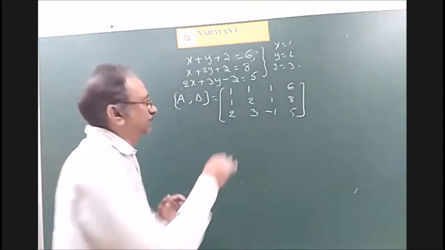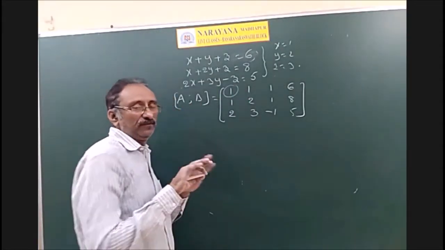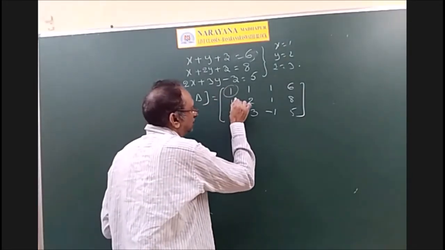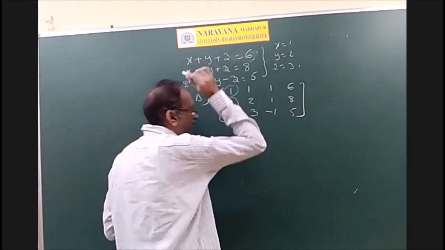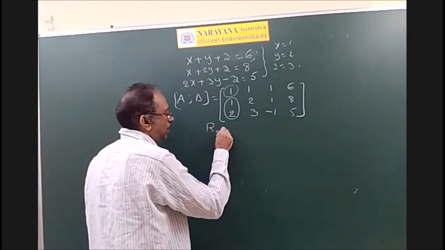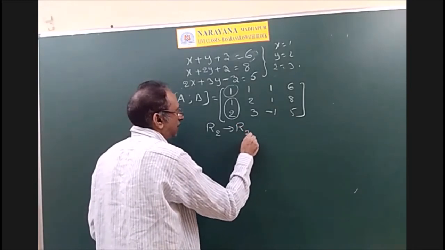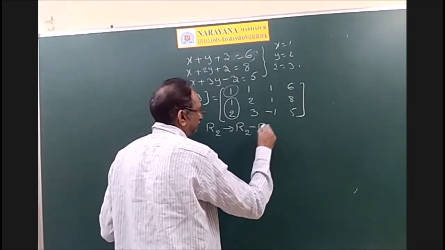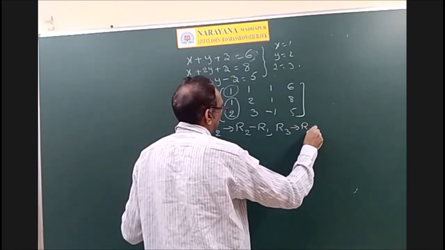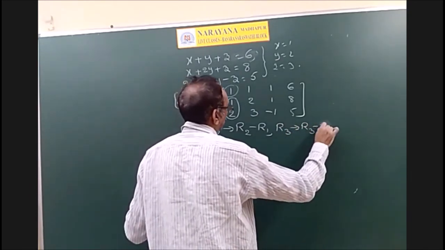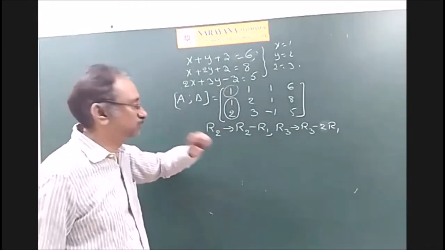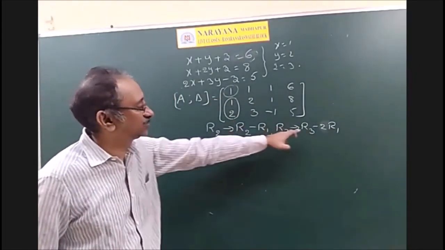What is the first step? It must be 1. Excellent. The first step is over. And second step: now, using this, I am going to make these two numbers 0 at a time. What are the operations I am going to use? R2 implies R2 minus R1, and R3 implies R3 minus 2R1. See, by this operation 1 minus 1 becomes 0. By this operation 2 minus 2 becomes 0.